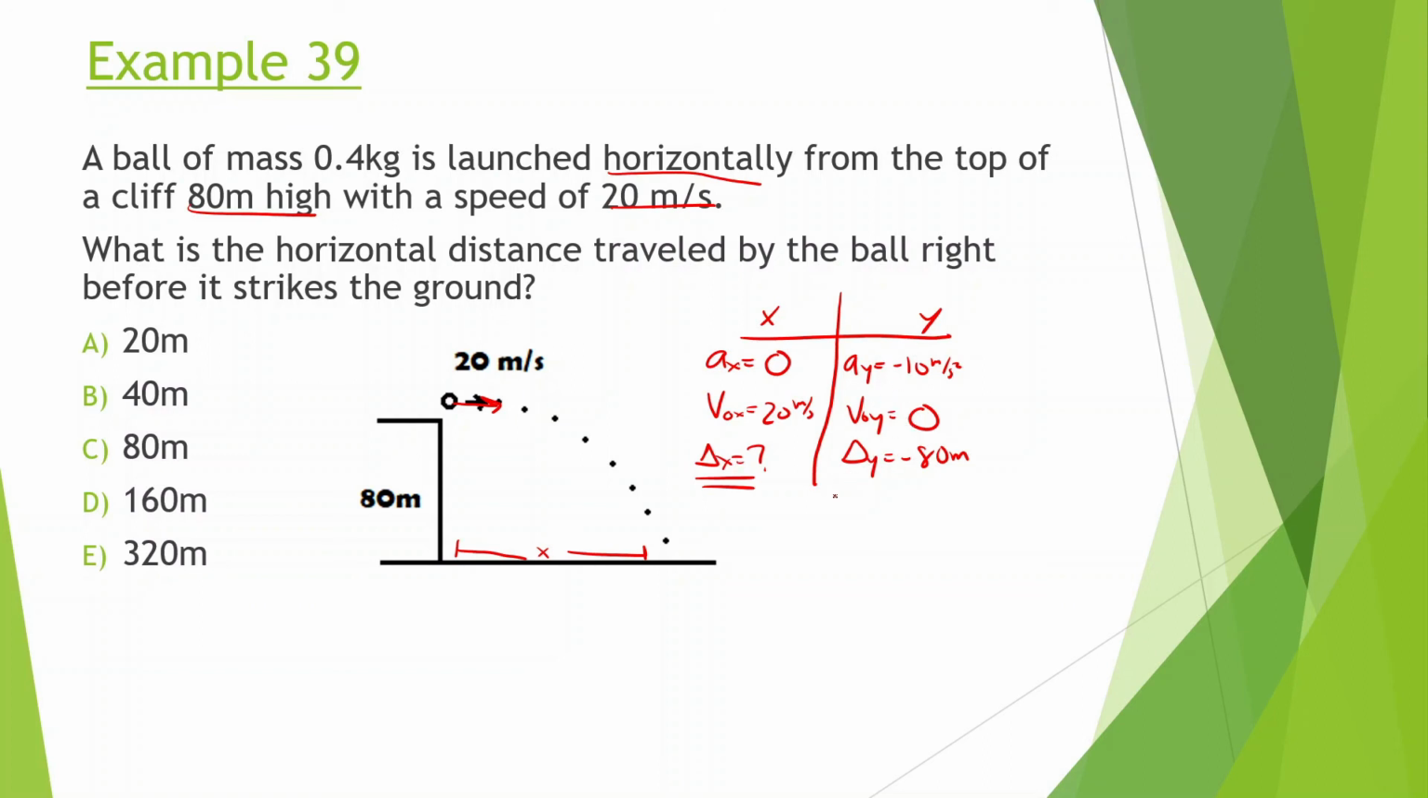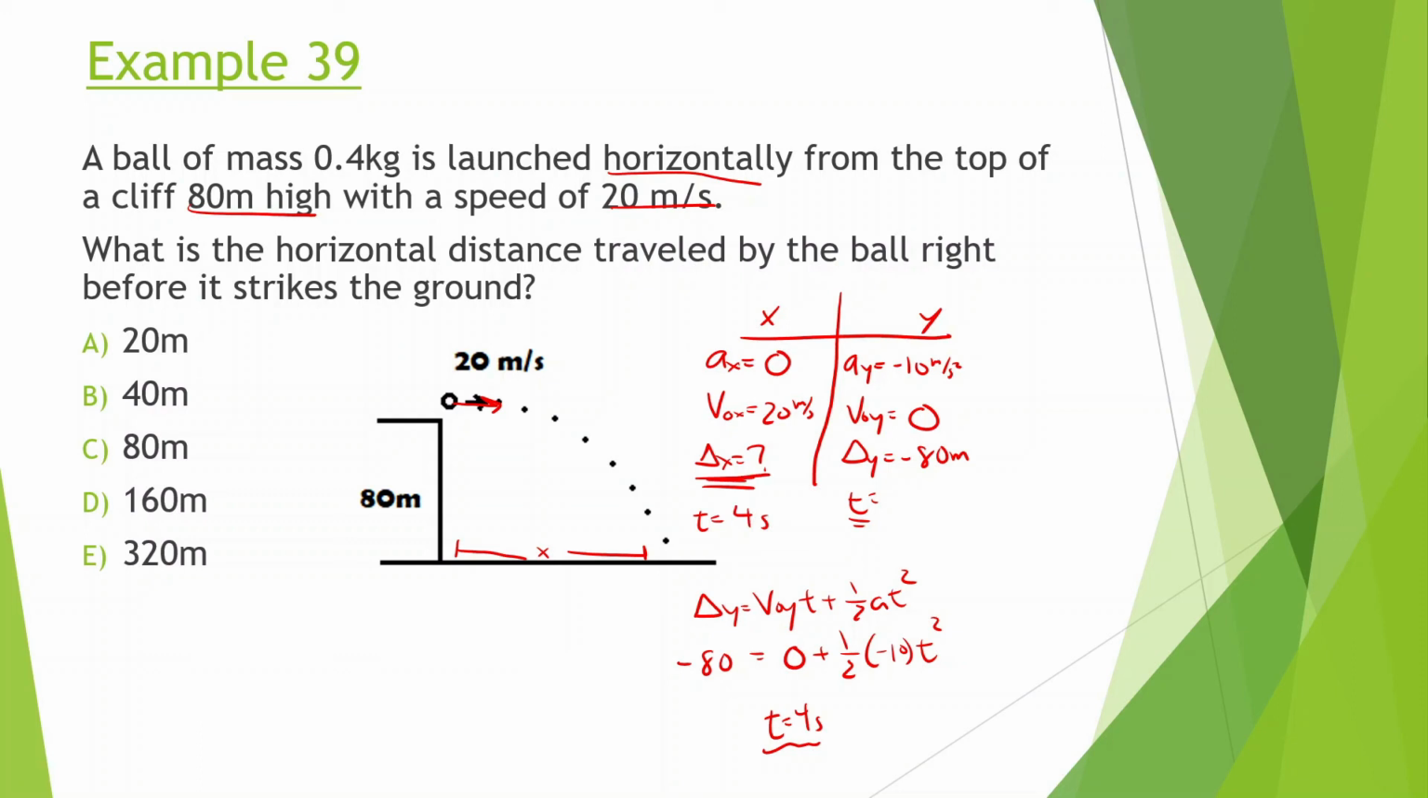So one thing we can find in the y direction that's the same in both the y and the x is time. So let's find what this time is going to be. I'm going to use the formula displacement y equals v initial y t plus 1/2 a t squared. Displacement y is negative 80, which is equal to 0 plus 1/2 times negative 10 times t squared. So 160 divided by 10, 16 equals t squared. t is equal to 4 seconds. So now I know there's 4 seconds.